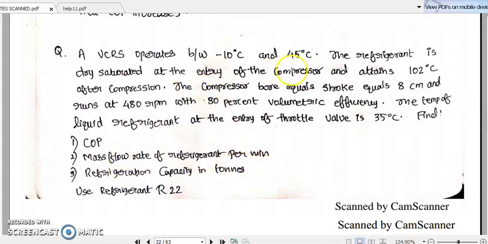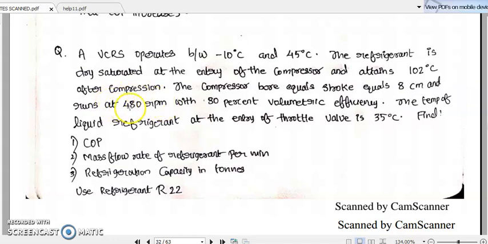So now let us take a closer look at the question. Is anything else mentioned about the mass flow rate of the refrigerant? It is given that the compressor bore equals stroke equals 8 centimeter, running at 480 rpm with 80% volumetric efficiency, etc. So nothing is mentioned directly about the mass flow rate, but the compressor diameter and stroke are given as 8 centimeter, and the rpm of the crank which is actuating the piston is also given.